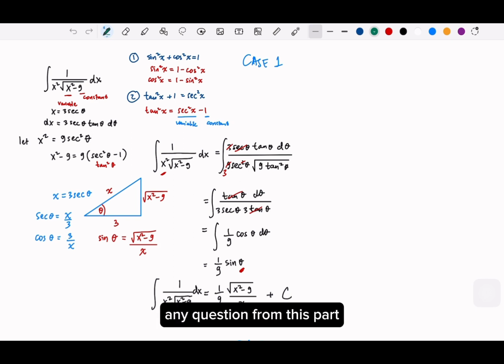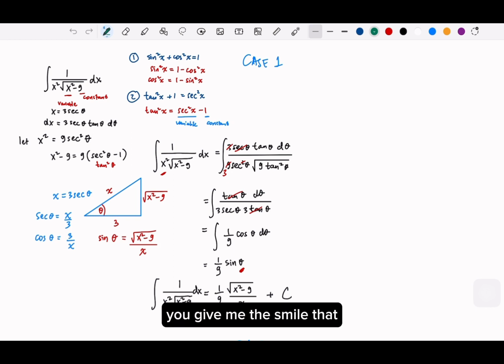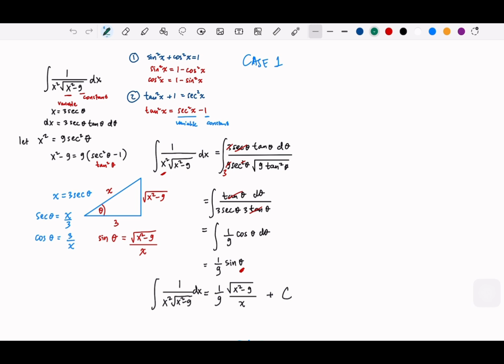Any question from this part? Quite difficult. You give me a smile, so I'm not sure whether this is difficult or not.